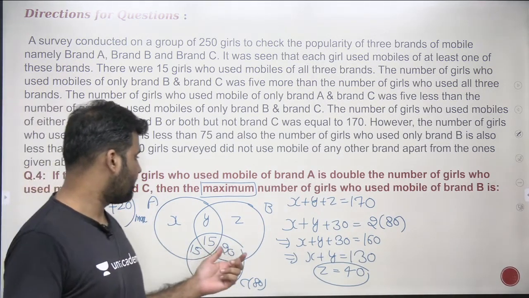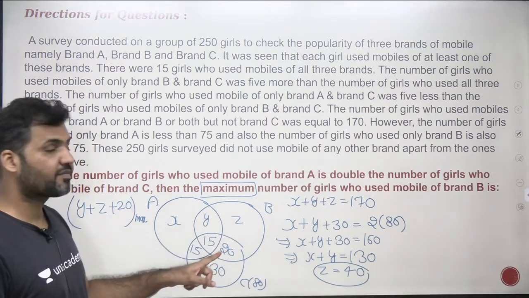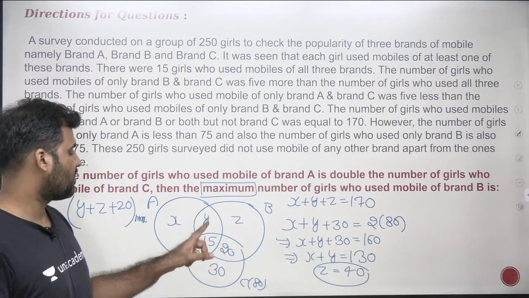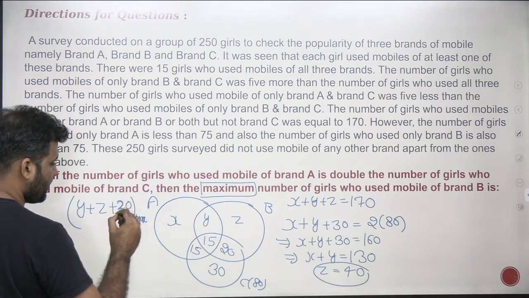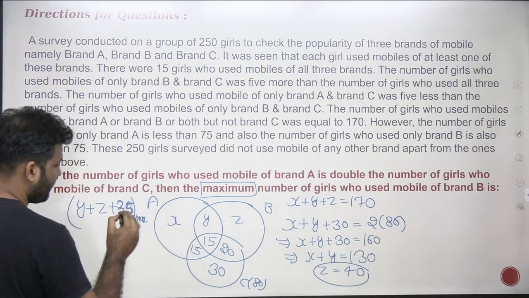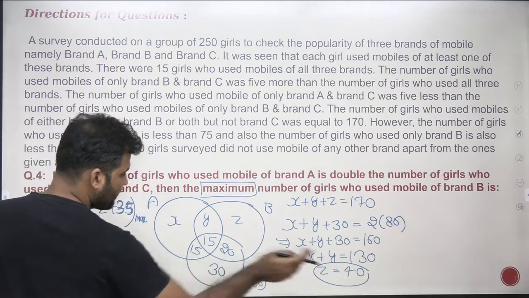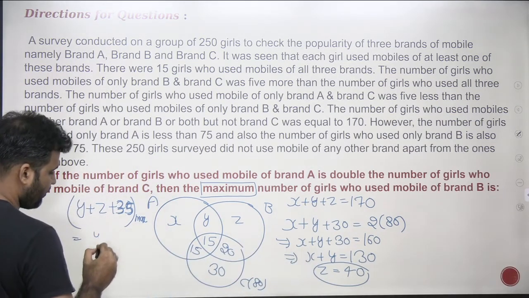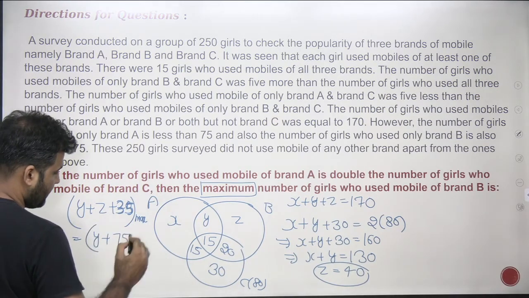And I cannot maximize, it is y plus z plus 35. Number of girls who use brand B is y plus z plus 35, not 20. So this value is 35, right? So I need to maximize it. Let's put the value of z as 40. So you see that this becomes y plus 40 plus 35, that is 75, right?